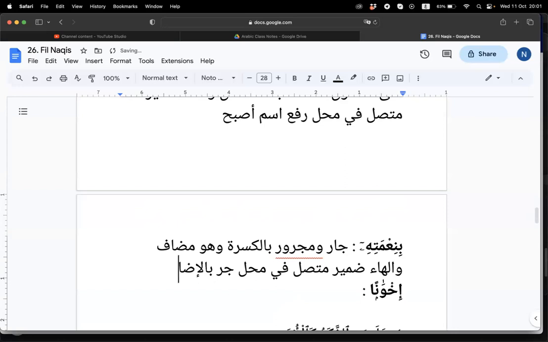So even if you don't say wahuwa mudaf, the fact that the ha is in the position of mudaf ilaihi means that ni'mati must be a mudaf, because mudaf and mudaf ilaihi must be together. So yes, you can say this. Even if you don't say, it's still implied in it. And because this is jar majrur, it must be muta'alliq too.